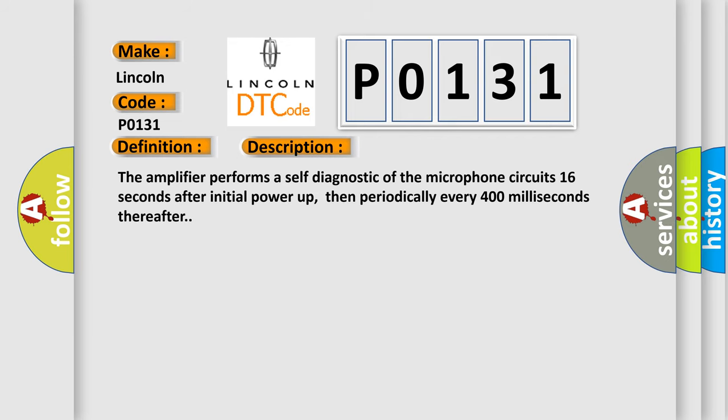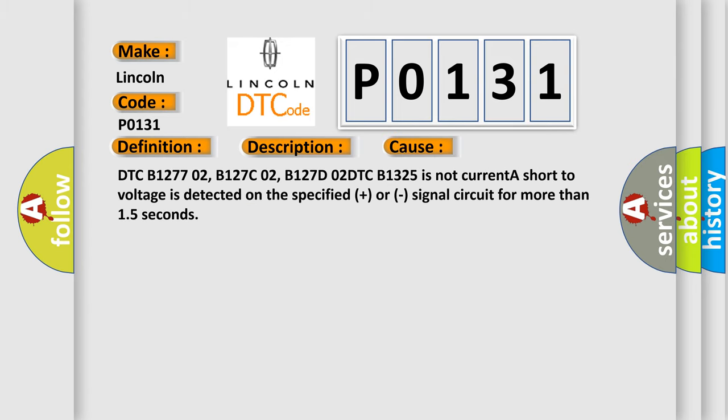The amplifier performs a self-diagnostic of the microphone circuit 16 seconds after initial power-up, then periodically every 400 milliseconds thereafter. This diagnostic error occurs most often in these cases: DTC B127702, B127C02, B127D02. DTC B1325 is not current. A short to voltage is detected on the specified plus or signal circuit for more than 15 seconds.